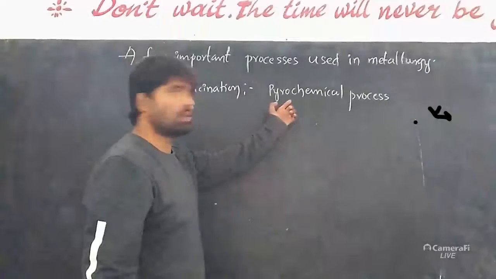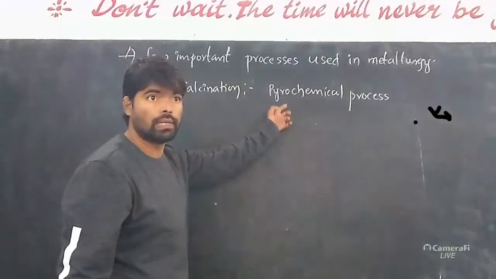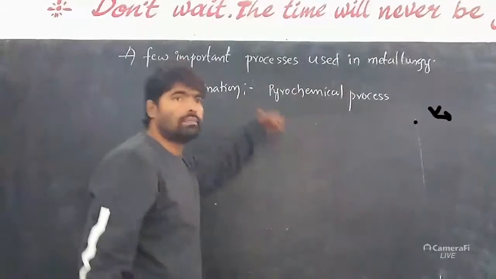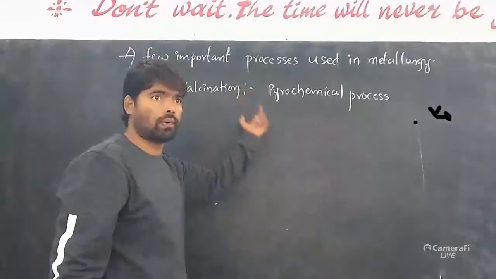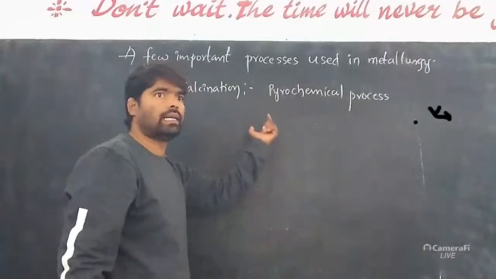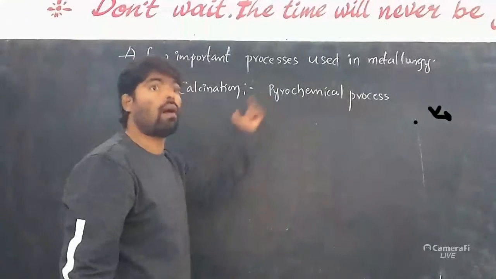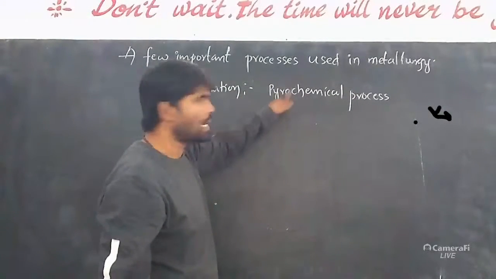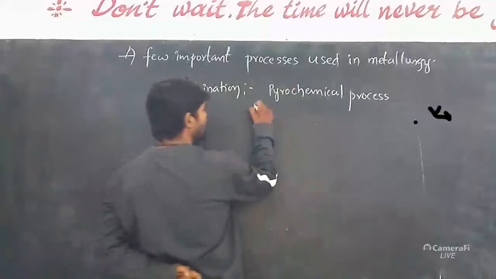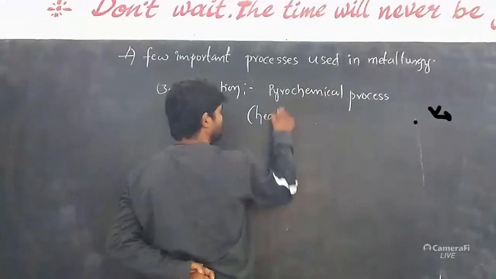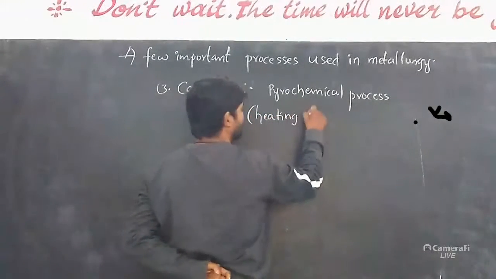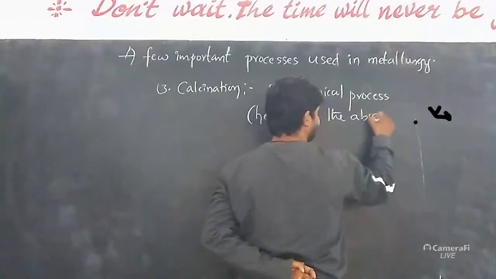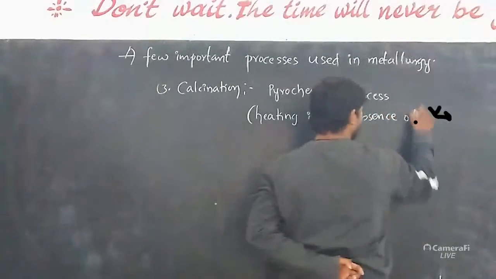So here also it is heated. But in the previous process, in case of roasting, it is heated in the presence of oxygen. Calcination is also a heating process, but here it is heating in the absence of air.